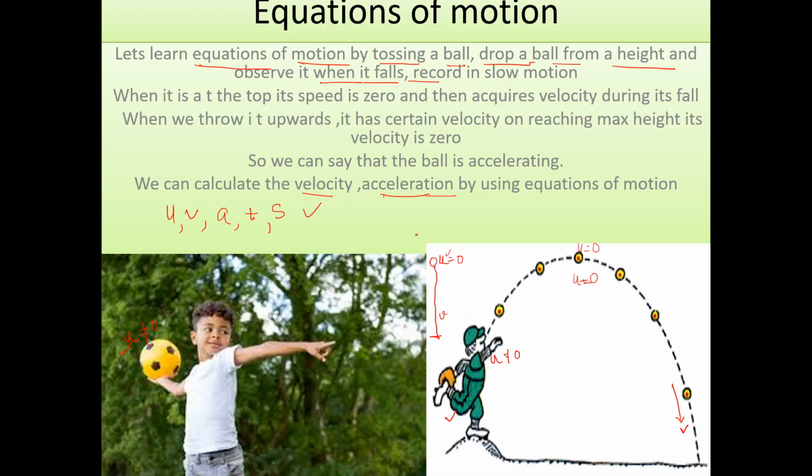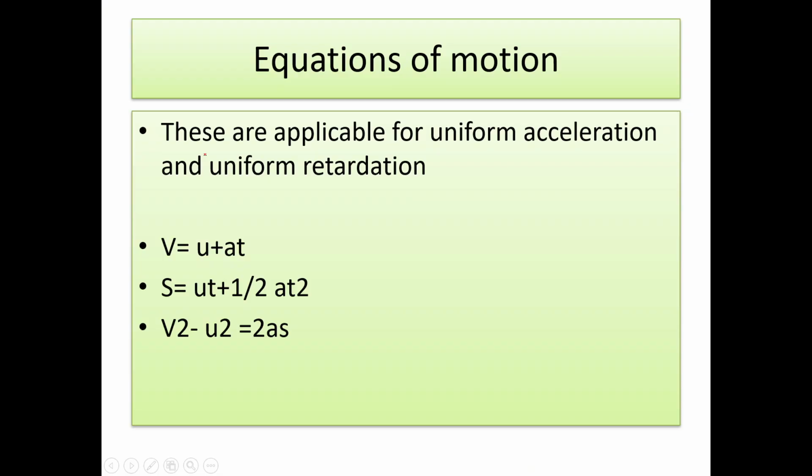When the object is not having acceleration, then simply how can you find out the velocity? You all know velocity is equal to displacement upon time. But if an object is having uniform acceleration or uniform retardation, we can't use this formula for calculating the velocity of the ball. So we have to calculate it indirectly by using these equations of motion.